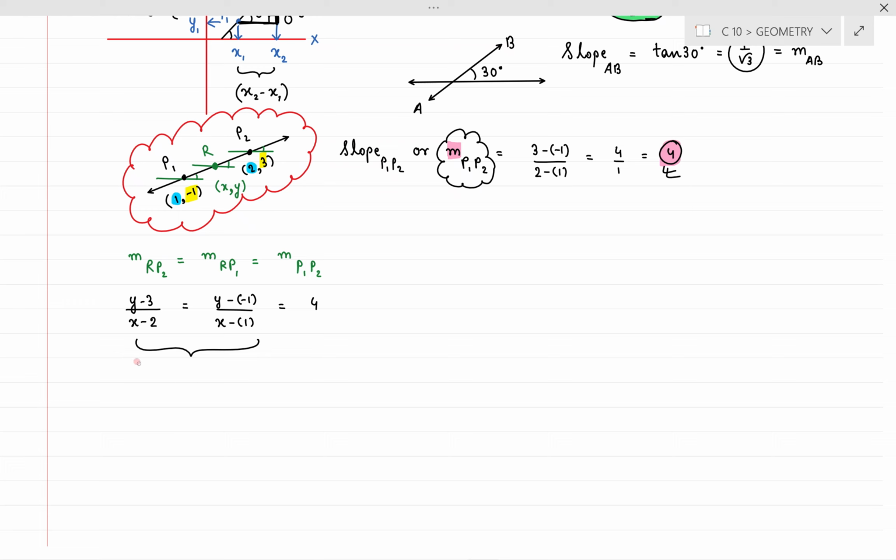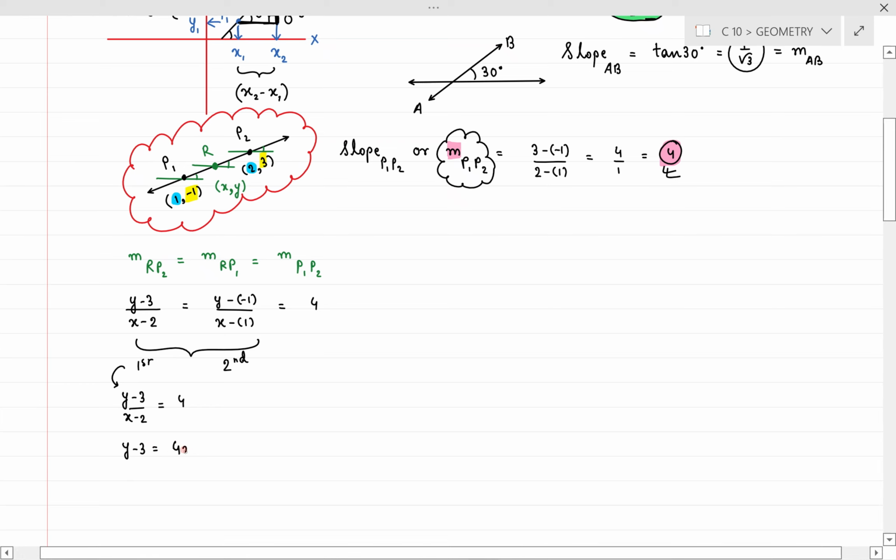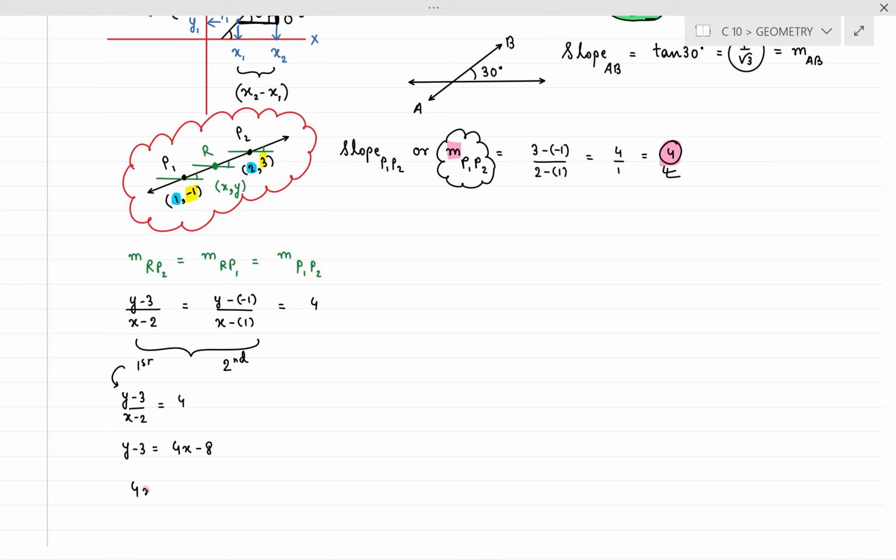Suppose this is the first one and this is the second one, let us consider the first one for now. So y minus 3 by x minus 2 will be equal to 4. Let us cross multiply. So y minus 3 is equal to 4 into x minus 2, so that will be equal to 4x minus 8. So finally 4x minus y minus 8 plus 3, minus 5 is equal to 0. This is the equation of this particular straight line.